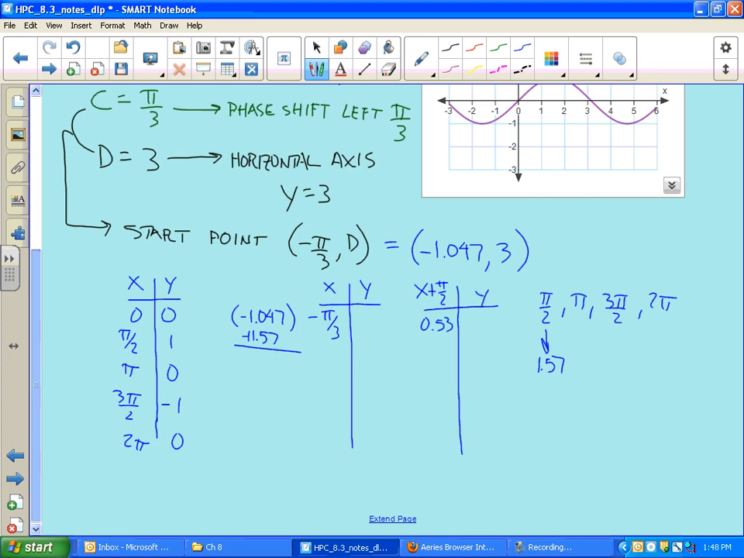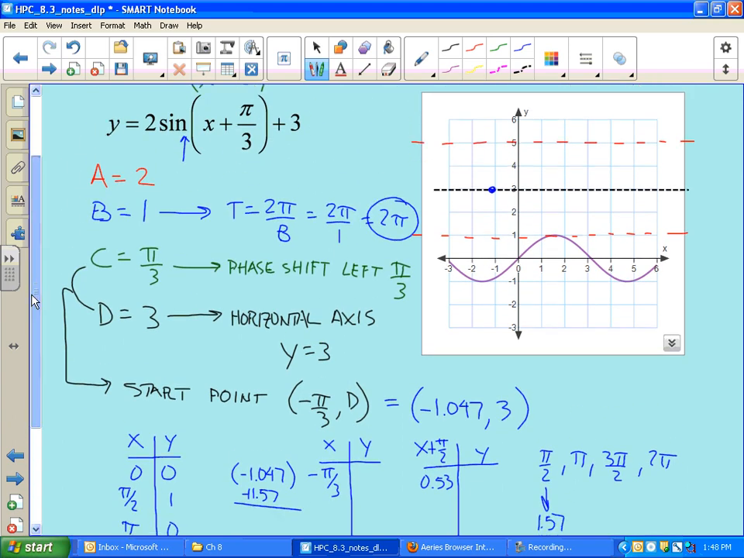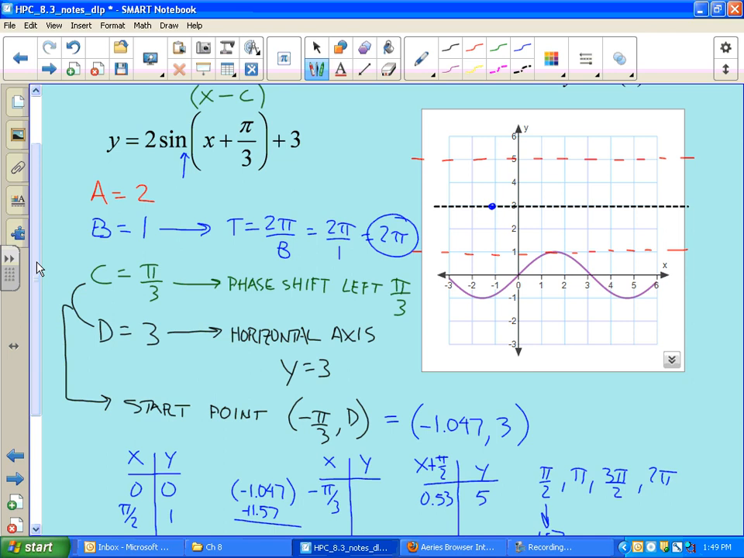So this is going to be 0.53. And then our y values for this graph, we said we know it's a maximum of 5 and a minimum of positive 1. So my maximum occurs when I get to 5. So my first quarter, 0.53, that's right about there. And I get up there to 5.